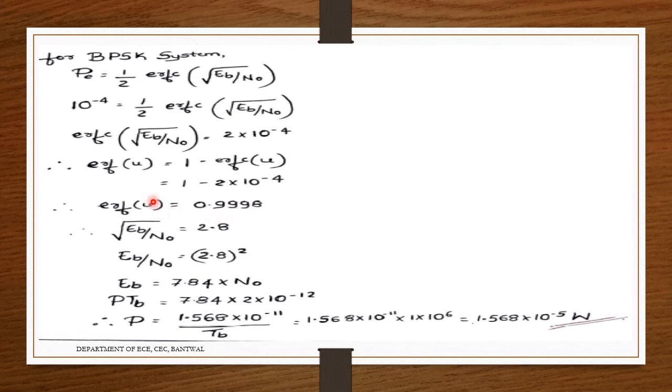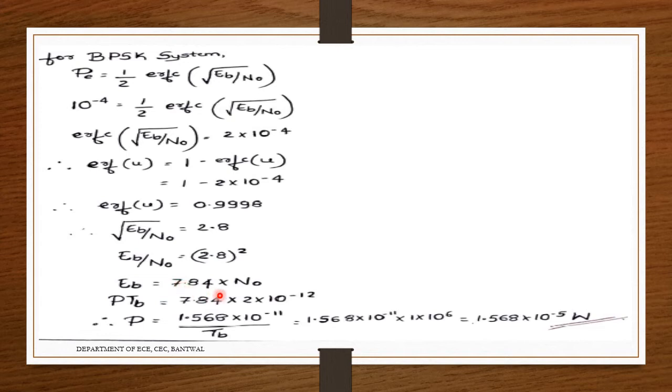So what is the value of U now? The error function of 2.8 is equal to 0.9998. This is what is given in the question that we have to assume. So square root of Eb by N naught is equal to 2.8. What do I need to find? I need to find the power. For that purpose, I require Eb. So Eb by N naught is equal to 2.8 the whole square. I am removing the square root here.